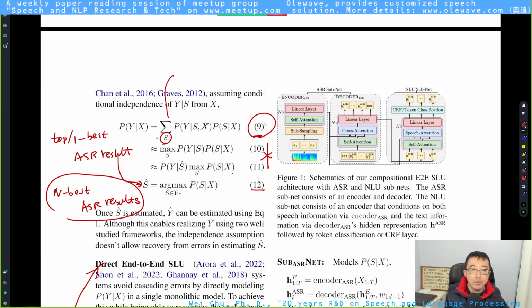Unbest results. So it's very simple. It just says S belongs to the unbest results. There are only n of S. Okay. Unbest ASR results.